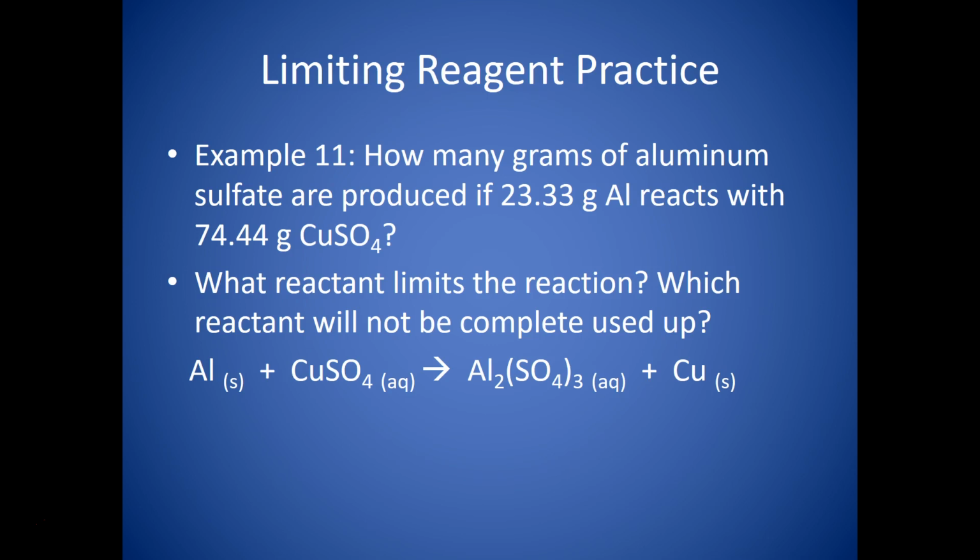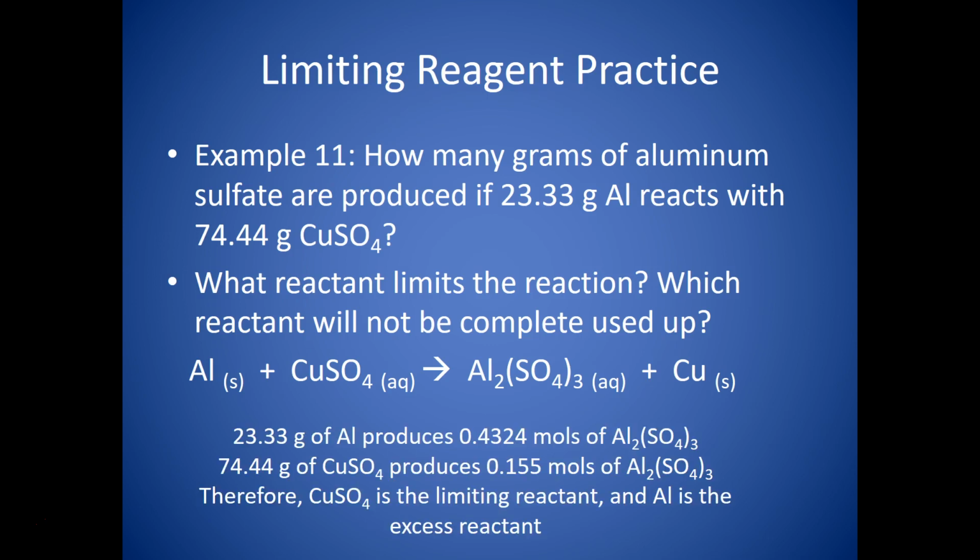All right, so you were asked how many grams of aluminum sulfate are produced if 23.33 grams of aluminum reacts with 74.44 grams of copper 2 sulfate. What reactant limits the reaction and what reactant will not be completely used up? So it was asking you, what's your limiting reactant and what's your excess reactant? And then they gave you the formula, but you needed to balance it before you could move forward. So let's see how you did.